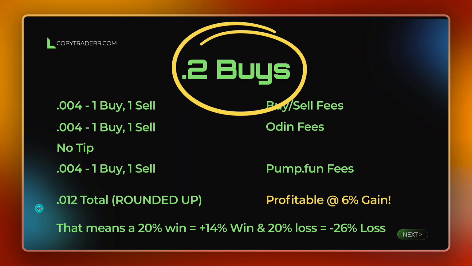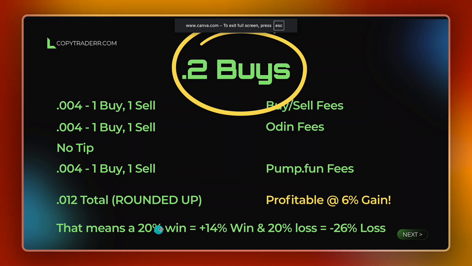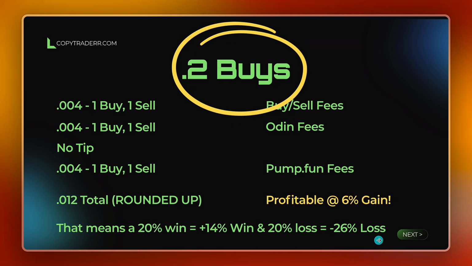Okay, 0.2 buys, you're looking at 0.012 in fees because the buy and sell fees for Odinbot and Pump Fund are going up since you're buying more. But still, now you're looking at being profitable at about a 6% gain, which is not bad. This means with a 20% win, you'd be looking at plus 14%. With a 20% loss, you'd be looking at minus 26%. Ideally, you need a win rate of above 70% to really be profitable with a scalper. But if you can get your wins up to 30%, you're looking at 24% wins. Keep your losses small. Starts to become easier to win the game.